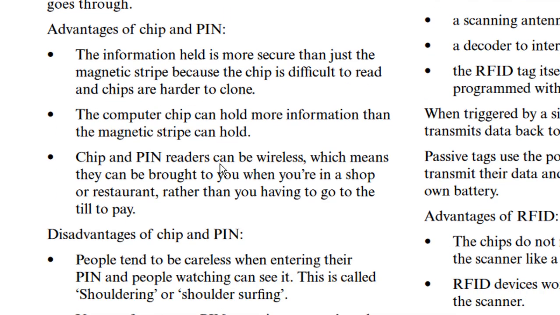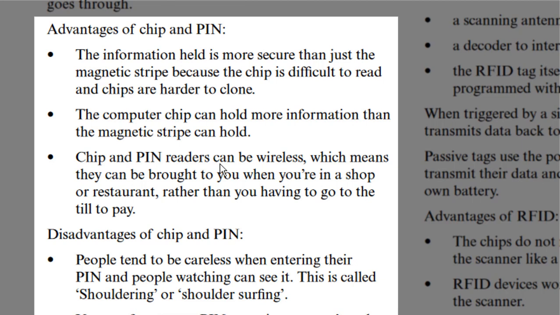Let's go through the advantages of the chip. The information held is more secure than with just the magnetic stripe, because the chip is difficult to read and chips are harder to clone. It's really difficult to make a fake one. The computer chip can hold more information than the magnetic stripe. Chip and pin readers can be wireless, which means the device can be brought to you when you are in a shop or a restaurant, rather than you having to go to the cashier, for example, to pay.